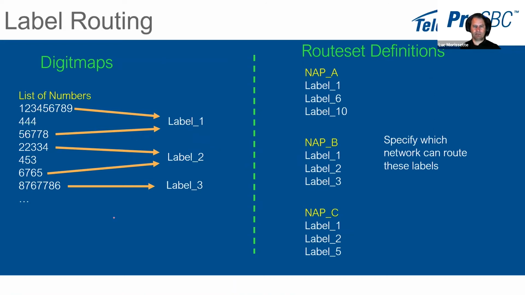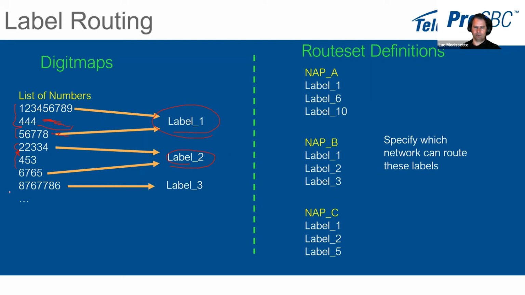Let me try to explain this in more detail. You have a list of numbers, for example 1, 2, 3, 4, 5, 6, 7, 8, 9, 4, 4, 4, 5, 6, 7, 8. Any number that starts with 4, 4, 4 and anything after, or 5, 6, 7, 7, 8 and anything after, or the full number here, if you receive this call, you will tag it as label 1. And these numbers here will be tagged as label 2.